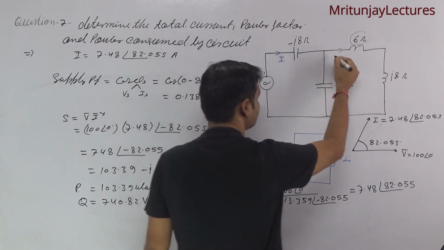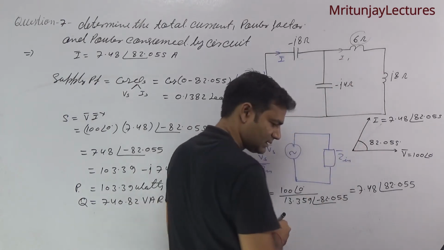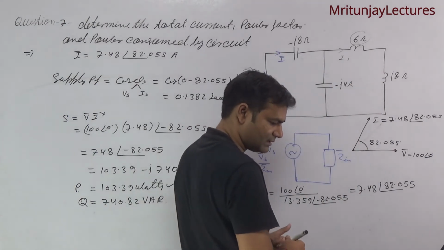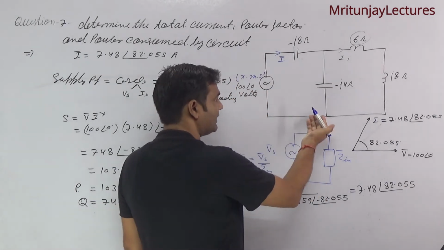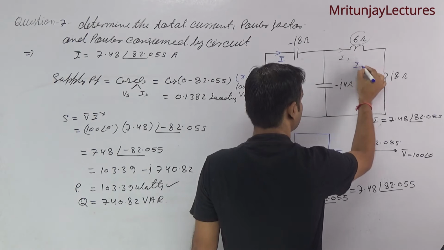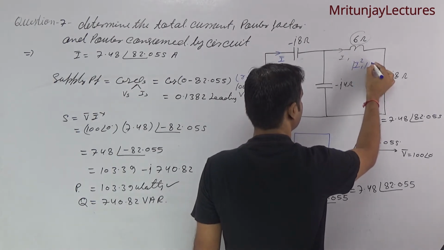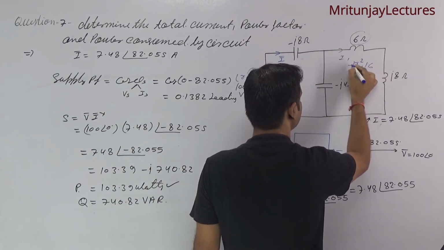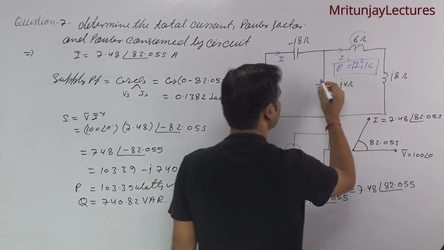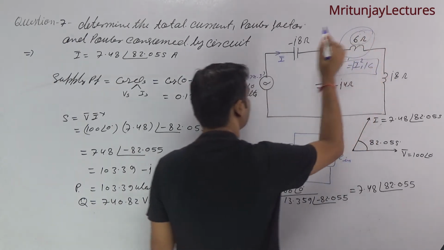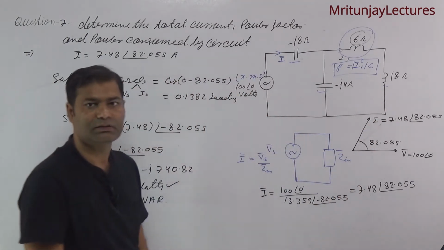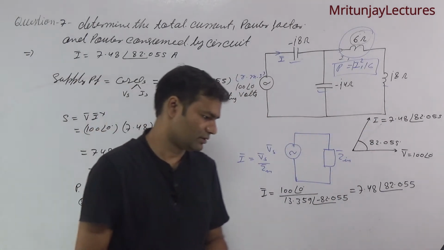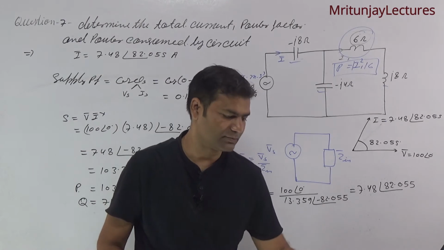Suppose that current is I1, which we got with the help of the current divider rule. Then you can also use mod of I square into 6, that is the power consumed, because only this resistance consumes power. This one and this one and this one are not consuming power.